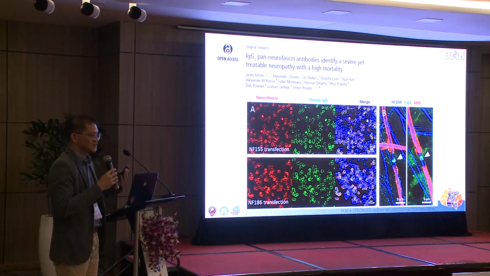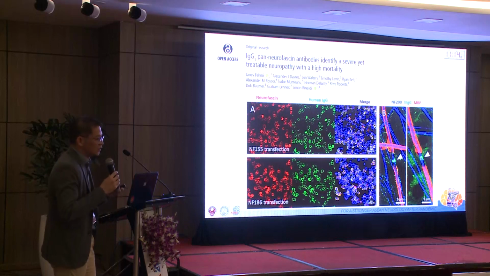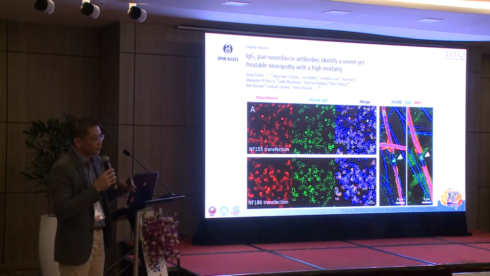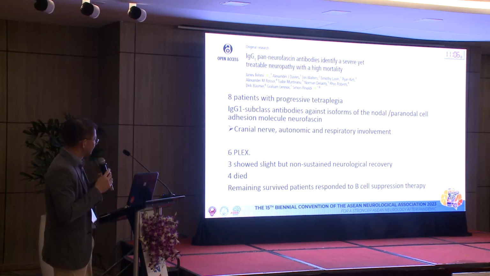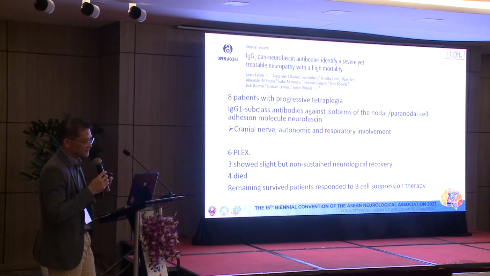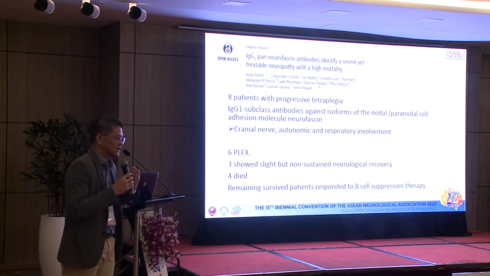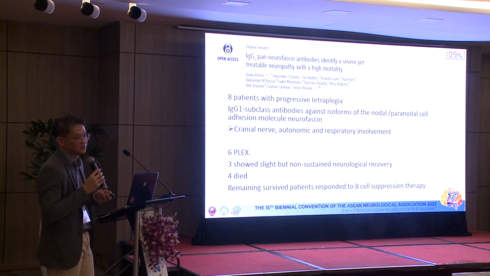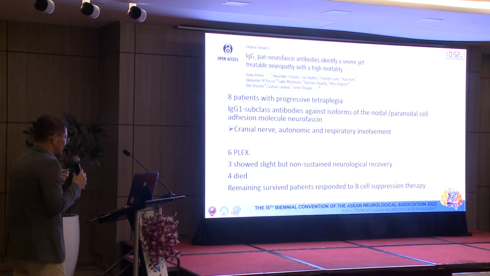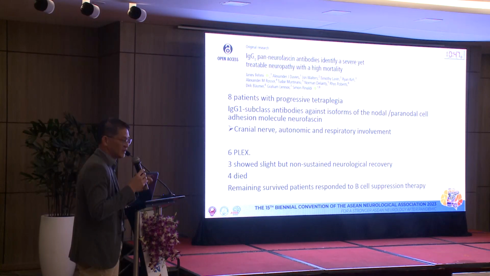So, a more aggressive form is what we call pan-neurofascin autoimmune neuropathy, where they actually have antibodies against both nodal and paranodal antigens. Because of that, this patient presents to you with very severe progressive tetraplegia. It also involves severe cranial nerve neuropathy, autonomic dysfunction, and respiratory involvement. So these are antibodies that are going to be very, very difficult to treat. And you know that most likely they're not going to respond to conventional treatment.